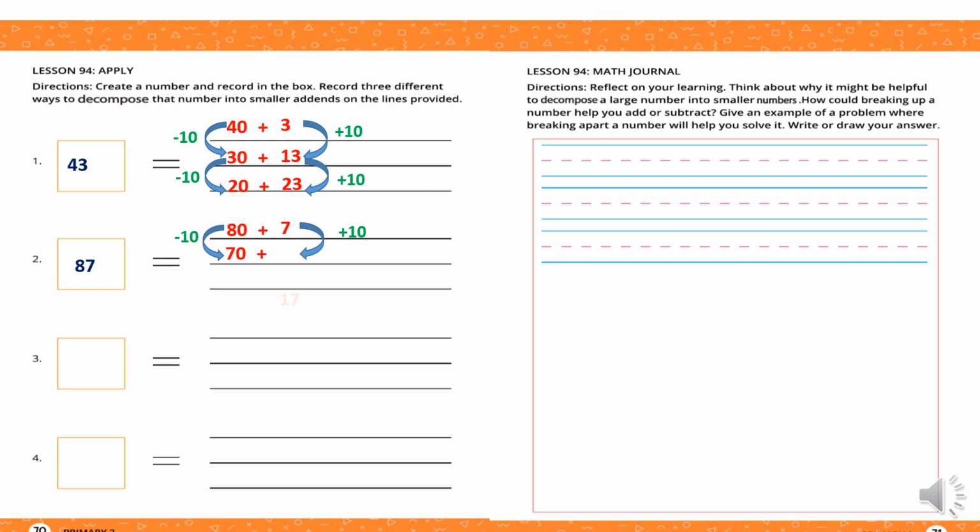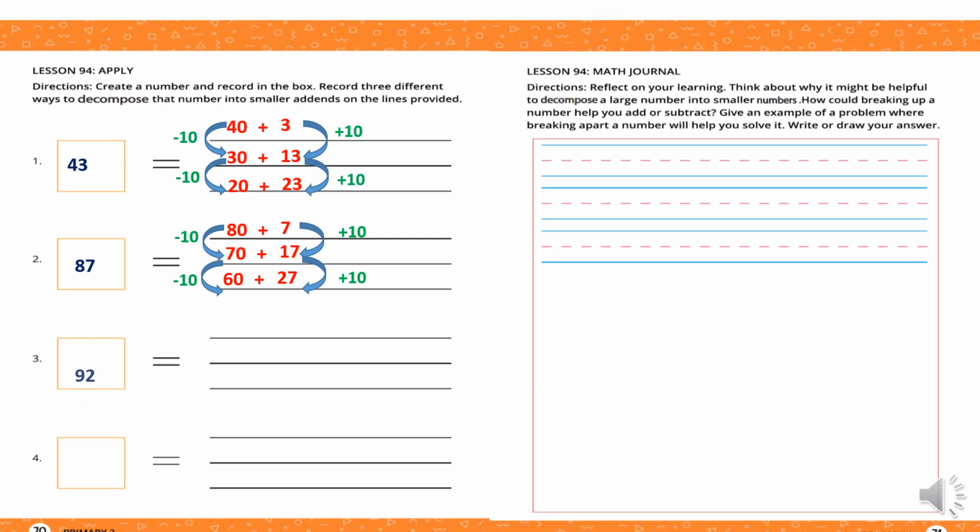7 plus 10 equals what? Equals 17. The next step, we will subtract 10 again. 70 minus 10 equals what? Equals 60. We must add 10 to 17. 17 plus 10 equals what? Equals 27. Now 87 can be equal to 80 plus 7, equals 70 plus 17, equals 60 plus 27.